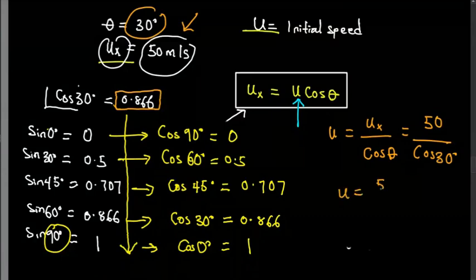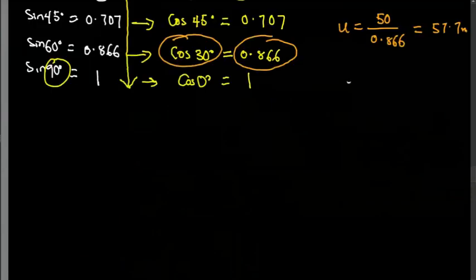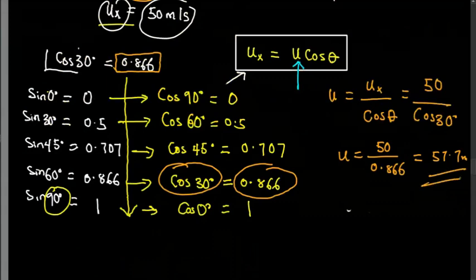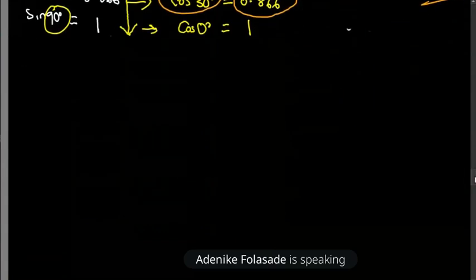50 all over cos 30 degrees. What is cos 30 degrees? Cos 30 degrees is 0.86. It's the same value you get when you press your calculator. You have cos and sine in your JAMB calculator. So that's why you just write it directly, 0.866. And then you get 57.7 meters per second. I hope that's clear enough. It's clear, sir.